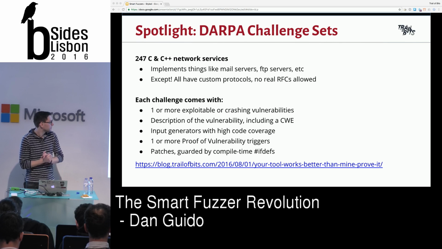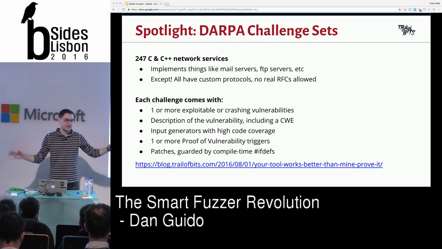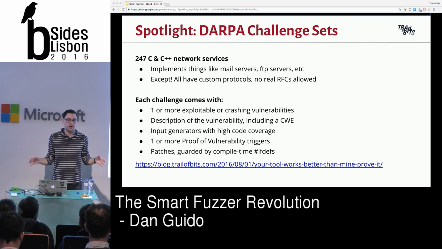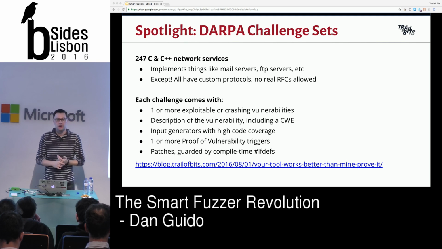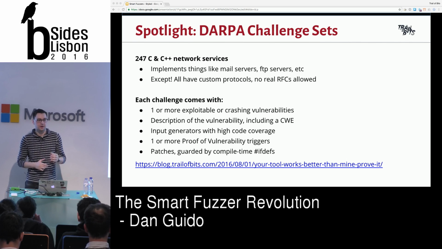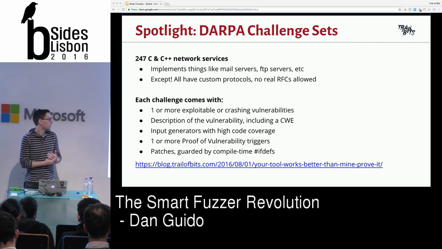So a brief aside here, these challenge sets are one of the most important outcomes, one of the most important developments from the Cyber Grand Challenge. They are 247 C and C++ network services that implement all variety of software. They are not simple tests of vulnerabilities. They are not like 10 lines of code that implement a buffer overflow. They are complex programs that implement custom network protocols and image formats and all kinds of other systems. They don't implement RFCs. There's no way you can prepare ahead of time for them.